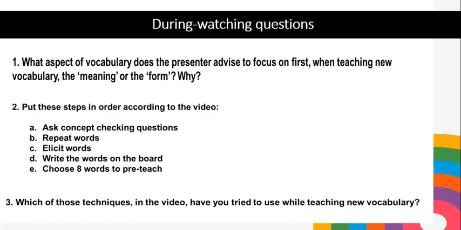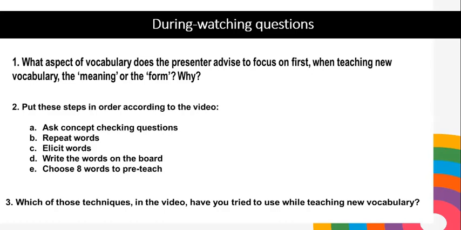They are not arranged here. I want you to arrange them. A, ask concept checking questions, to ask the students some questions related to what they had already understood from your explaining of these words. B, repeat words, to repeat some words. C, elicit words, to choose some certain words and to give explanation of these words to deliver the meaning to the students. D, write the word on the board.